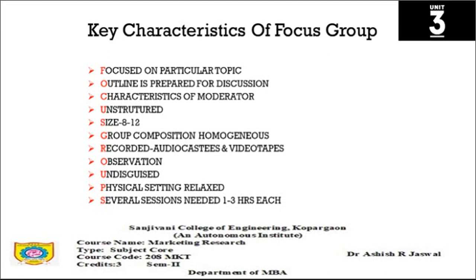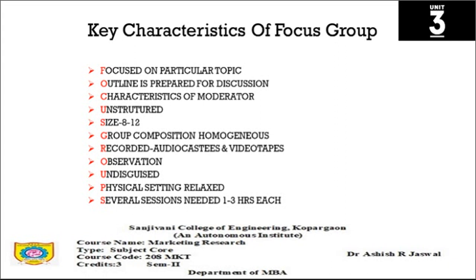O is outline. Outline is prepared for discussion. What is outline? Outline is nothing but what all is required or what could be our point of discussion, which is very clear to the moderator as well as the respondents. C is characteristics of moderator because he is going to moderate the entire interview. It is unstructured, no specific format is used. Size of the group is generally from 8 to 12.